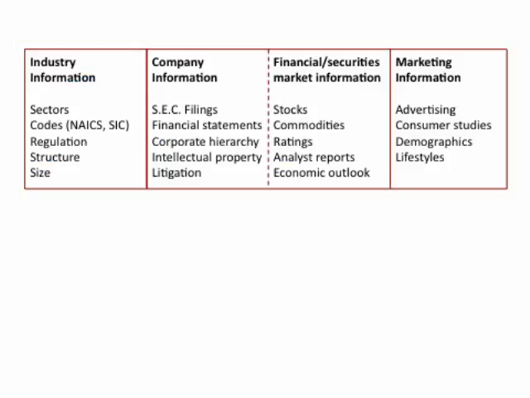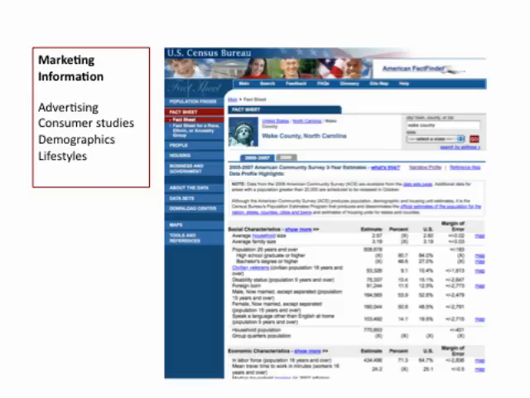The last category of business information I'll talk about is marketing. Topics in marketing might include advertising, information about consumers, including demographic and social trends. A good public source of demographic information is the U.S. Census Bureau.